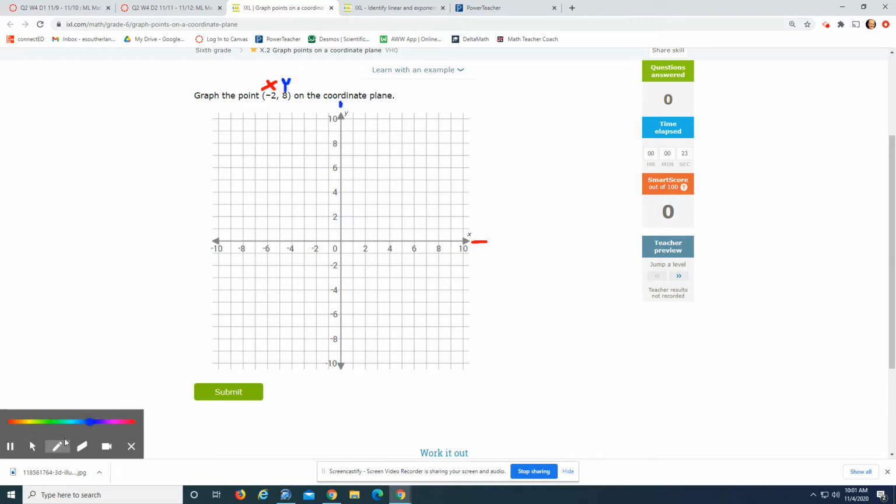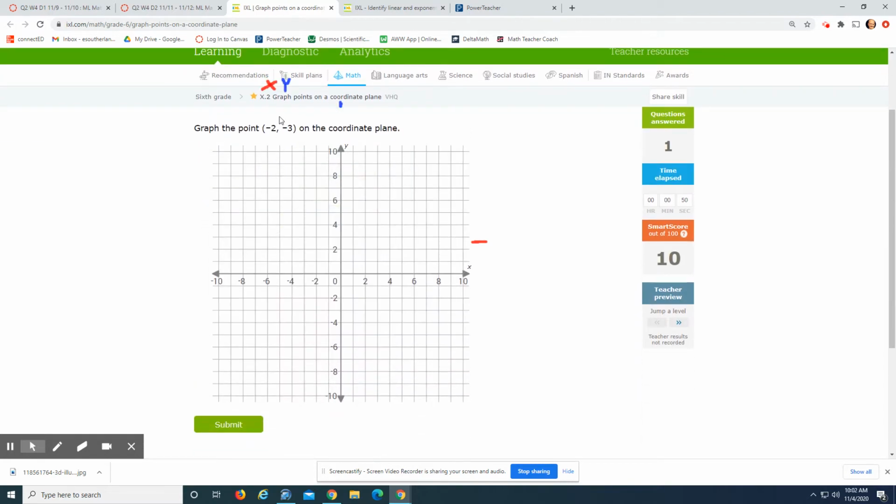The first thing you're going to do, just follow my mouse for a second here, is say, okay, -2. So I start here in the middle, and it says go to -2, so there. And then the second number says 8, so I'm going to go up to 8. We always do the x first, and then we do the y. So it goes -2 up to 8. And you'll just keep doing that over and over.